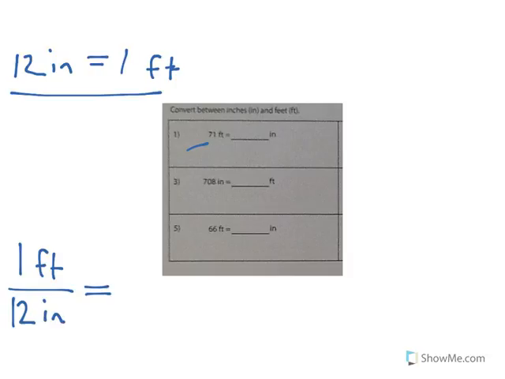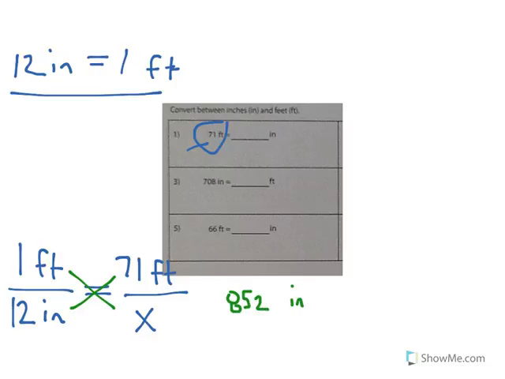If that's the case, then I'm going to look at this 71 and put it up on top. 71 feet is equal to how many inches? So I'm setting up a proportion here, and I'm going to use the cross products rule, which is 12 times 71 divided by 1 is equal to the value of x. This may seem familiar because we did stuff like this when we were working with percentages. It comes out to 852 inches.